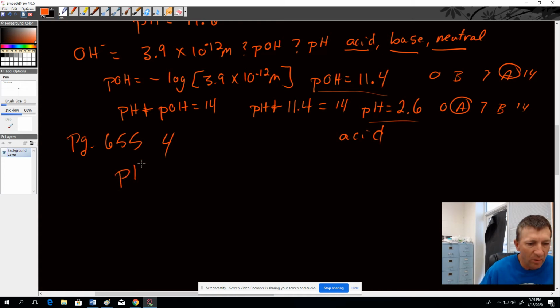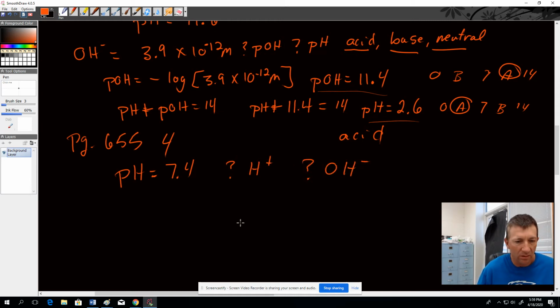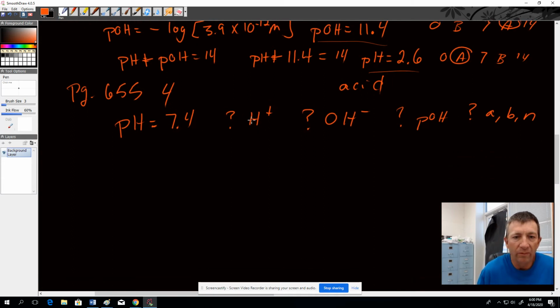So we've got a pH equals 7.4. That's the pH, and the question is what is the H plus concentration and what is the OH minus concentration? I'm going to add some things in here. What is the pOH? And also, is it an acid, a base, or neutral? First, let's start out with solving for the H plus concentration.